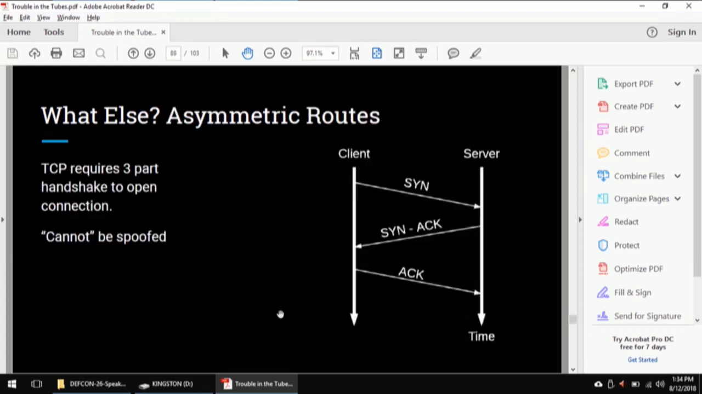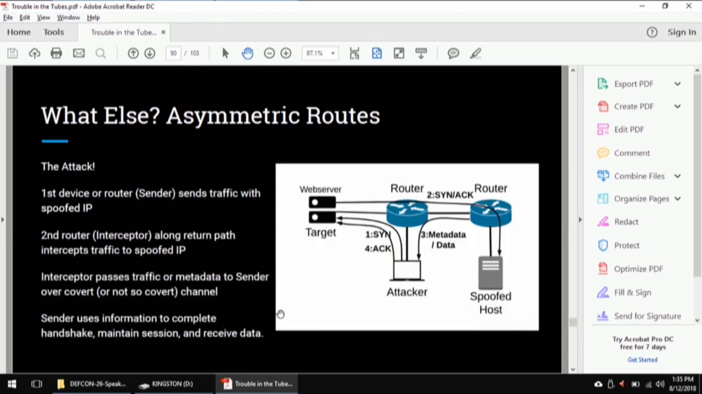Now, this is on a symmetric route, saying it receives a response. Now, what can we do if we still want to spoof traffic from a different network and we're not receiving the response? Like I said before, you really can't spoof a TCP connection because you have to synchronize with the server, and it's going to be using a randomized sequence number. However, if we control one of the routers along the path to that spoofed host, we can still send our traffic from a different portion of the internet, maintain bidirectional communication, and go through our TCP handshake.